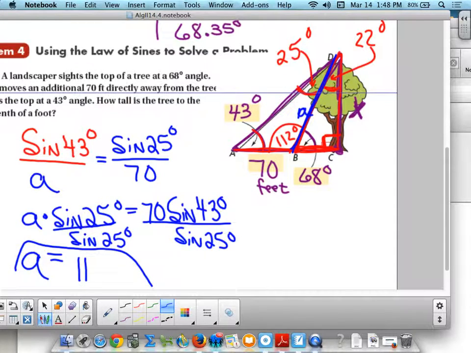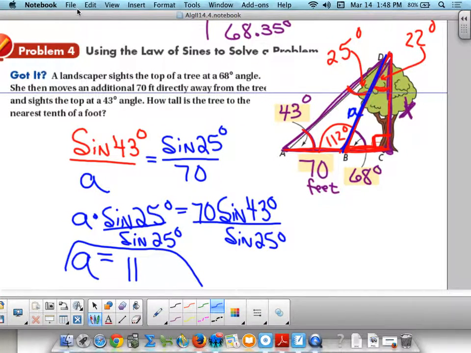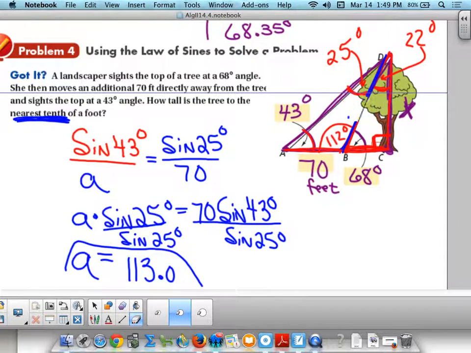Round to the nearest what though? What tells you? Nearest 10. So 113.0. So basically that side I was looking for was 113, right here. I'll put the 113 there for you.